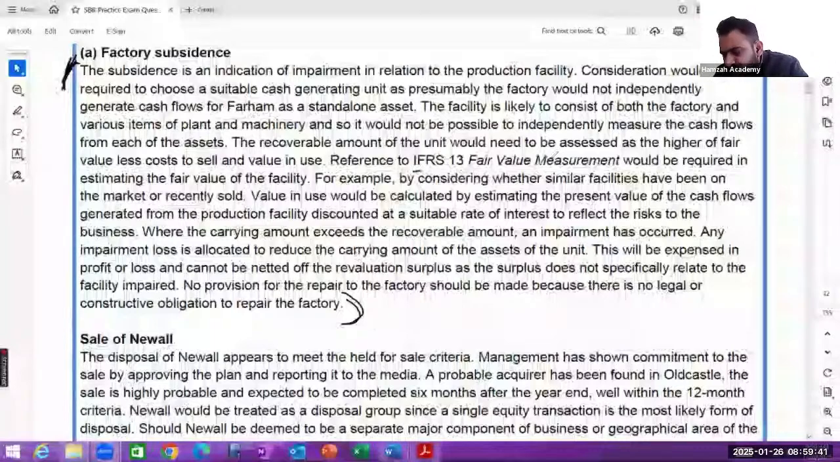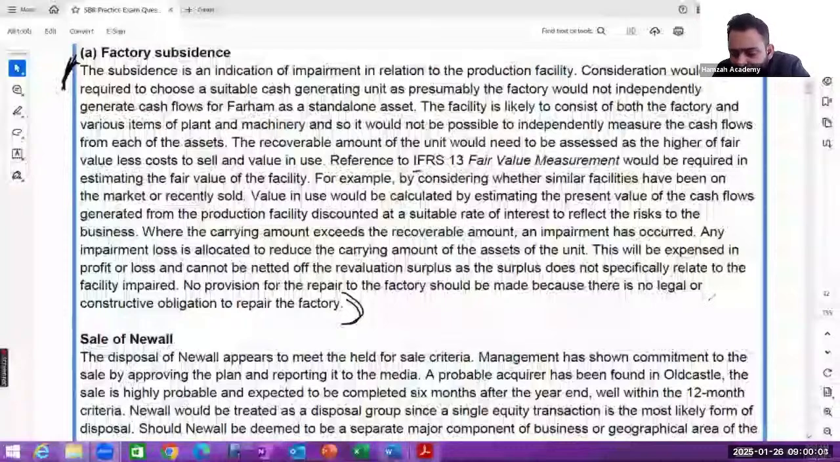IFRS 13, not in much detail, we have discussed in F7 paper, because it's not part of that paper in detail. But IAS 36, 37, and 16, we have discussed in F7 as well. So we have identified IAS 36. But IFRS 13 is about the fair value measurement.